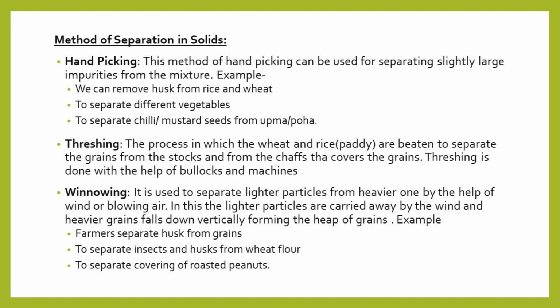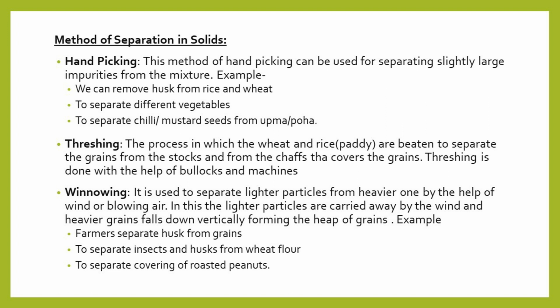Though we have to see the separation in liquid and gases, how the other things are getting separated in liquid and gases, today we will see only solids. In solids, there are five main methods of separation, that is hand picking, winnowing, threshing, sieving and magnetic separation.